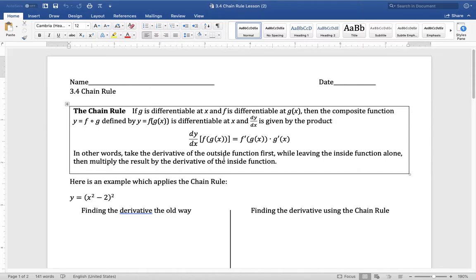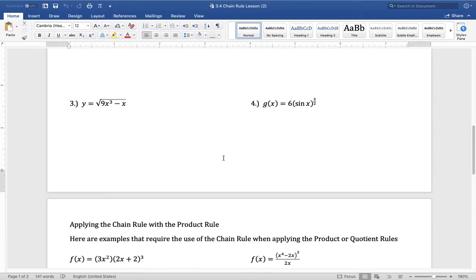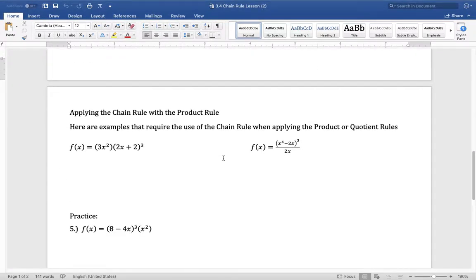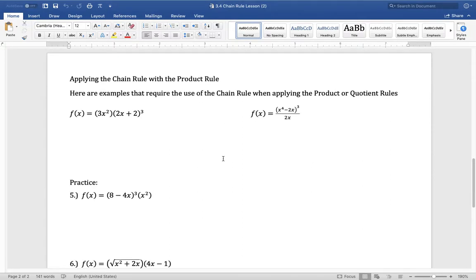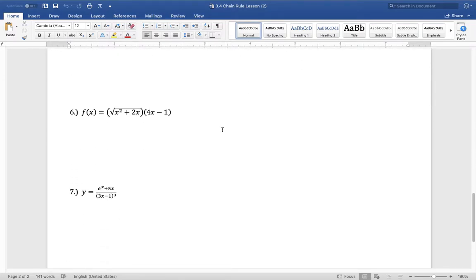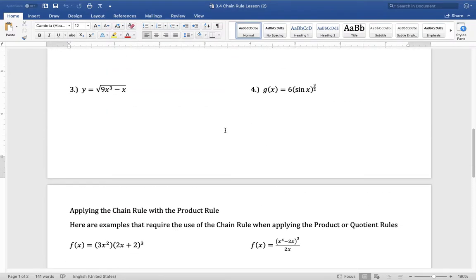I'll probably go through the first front page here, questions 1 through 4, and then see how you're doing with it. And then, on the back side, go through the first 2 examples here, and then give you the chance to practice and then maybe make a second video with the practice answers. But let's give it a shot.